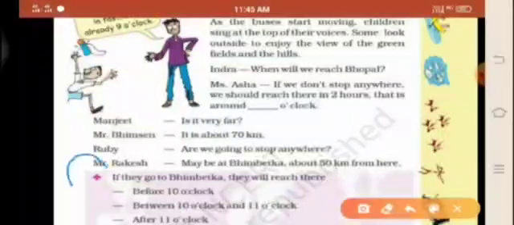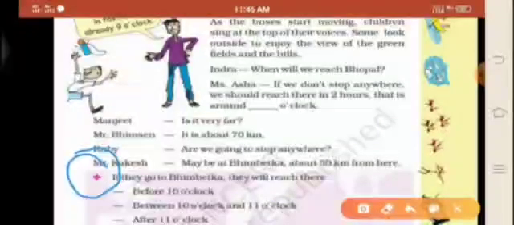Now the question is, if they go to Bhimbetka, will they reach there before 10 o'clock? No. Between 10 and 11 o'clock.